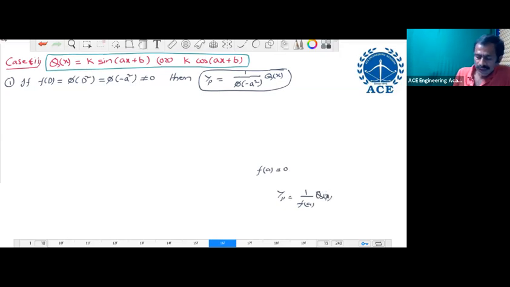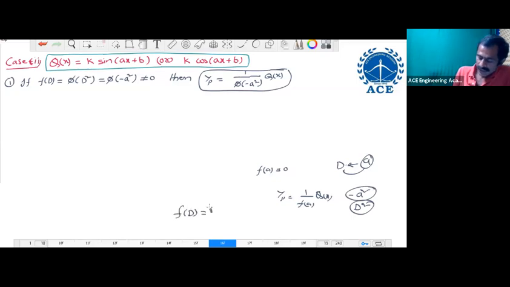Here also same. The only difference is substitution only. In the first case, we substitute a in place of d. Like that, here we substitute minus a square in place of d square. It is the only difference.